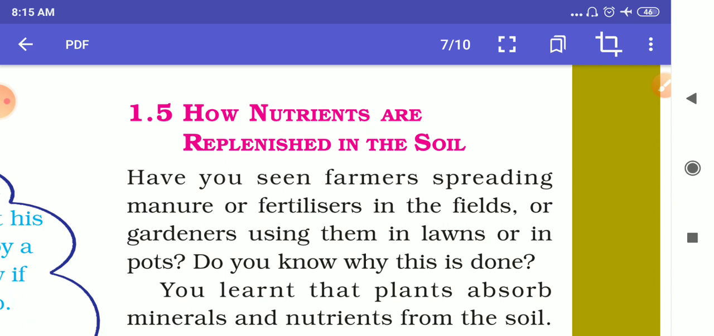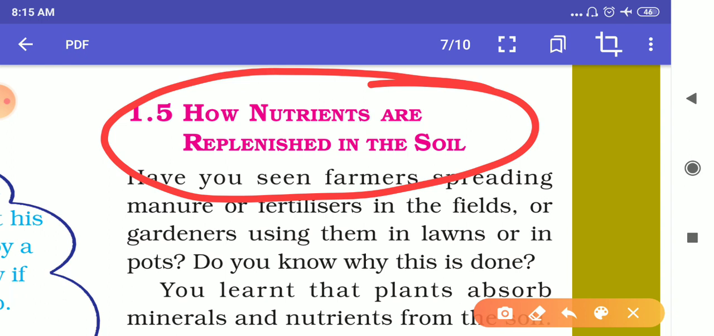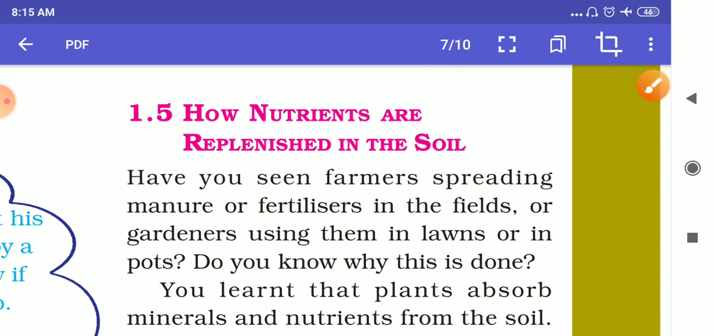In this part of the video, we will discuss how nutrients are replenished in the soil. The main nutrients required by plants are nitrogen, phosphorus and potassium. These nutrients are present in the soil naturally. Plants absorb these nutrients from soil. Therefore, the nutrients in the soil keep on decreasing. When crops are grown in the field again and again, these nutrients go on decreasing.